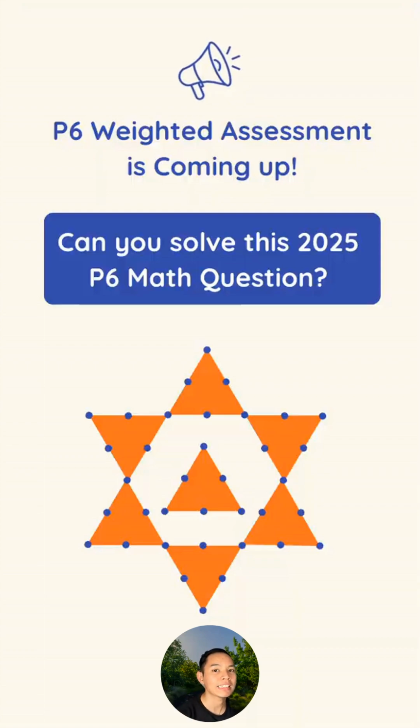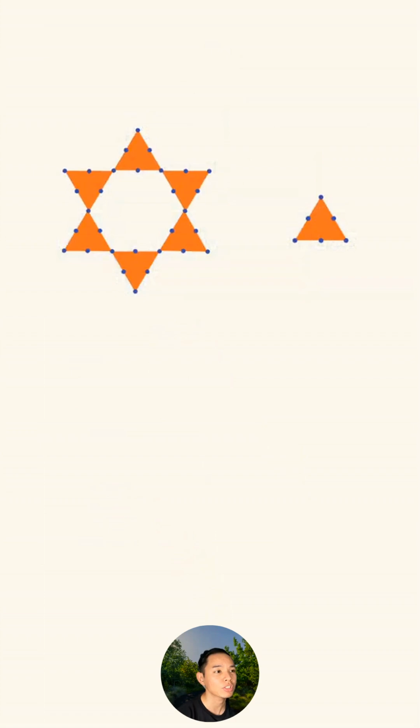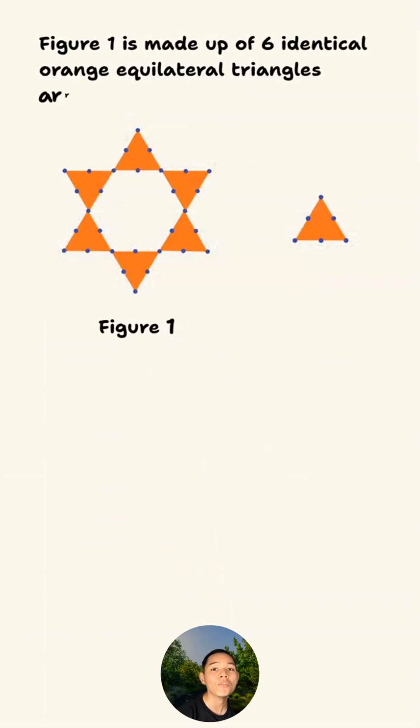P6 weighted assessment is coming up. Can you solve this P6 Math 2025 question? And the question goes, Figure 1 is made up of 6 identical orange equilateral triangles arranged in a star shape.